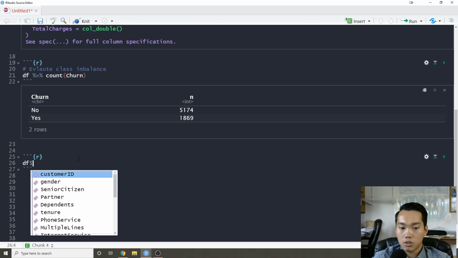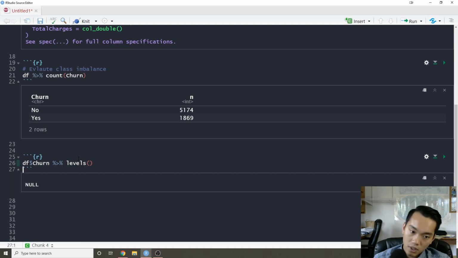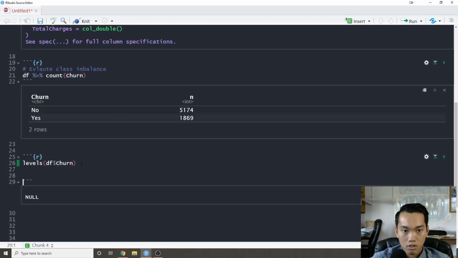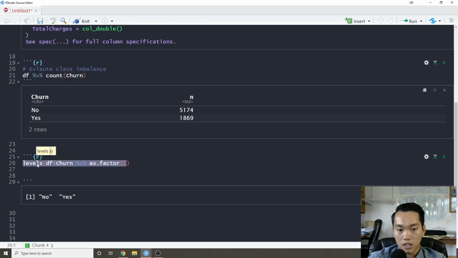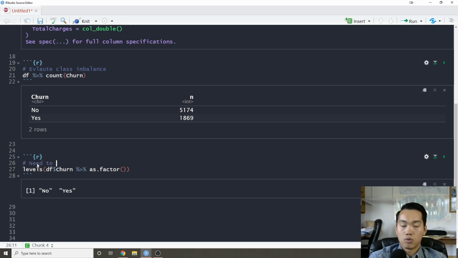If we also look at our levels, so if we do churn and then levels, oops, you can't pipe that. If we look at our levels, whoa, what? Oh, I know why. As dot factor. So if we convert these things to a factor, we can see that the factor levels are in a different order. With Tidymodels, they actually view the positive class as the first level in a factor. So we're going to have to keep that in mind. So we'll say need to change levels for churn.